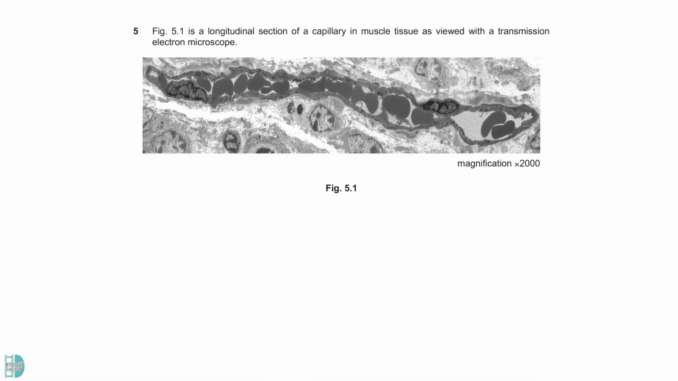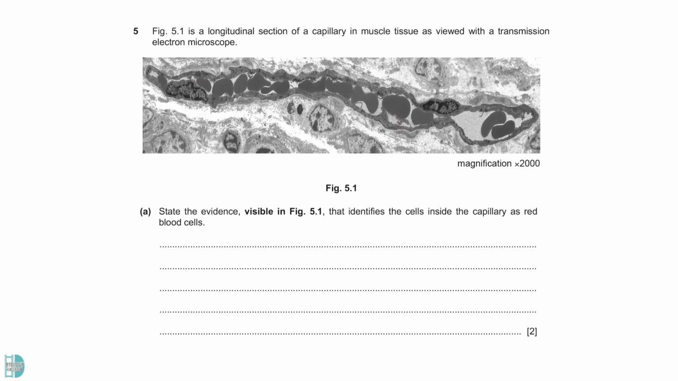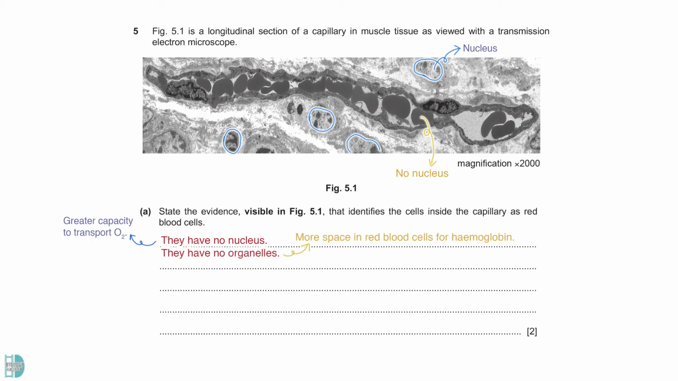Figure 5.1 shows a capillary in muscle tissue. A wants you to state the evidence that identifies the cells inside the capillary as red blood cells. Unlike those cells in the surroundings which have prominent nuclei, the cells inside have no nucleus. This is a feature of mature red blood cells to have a greater capacity to transport oxygen. There are no organelles seen in those cells as well. This is also a feature that increases the space available in red blood cells for hemoglobin.